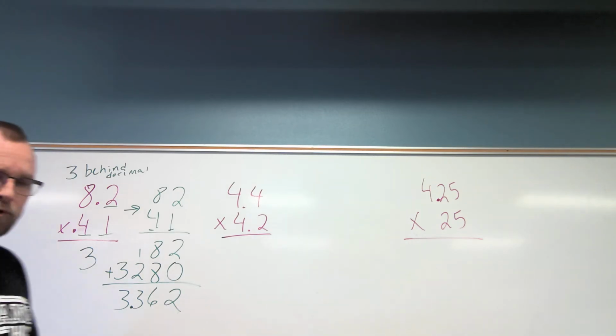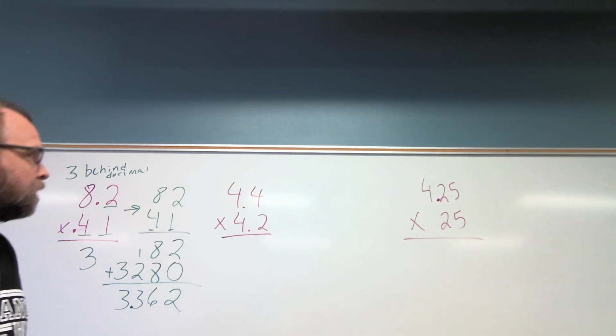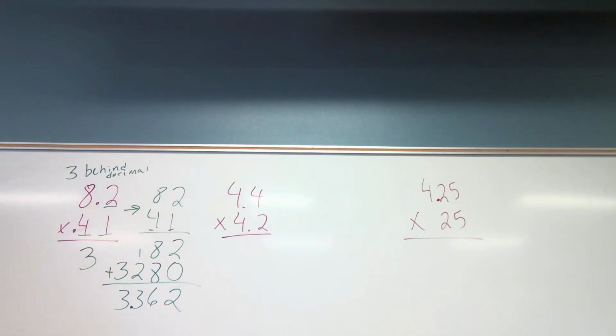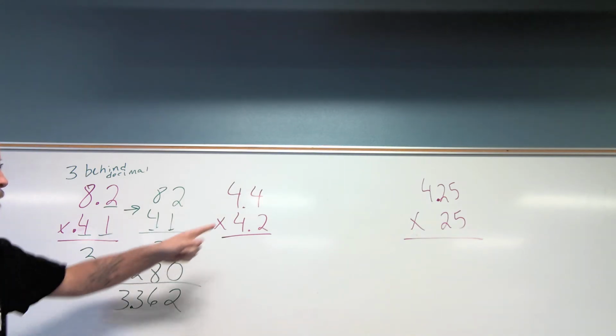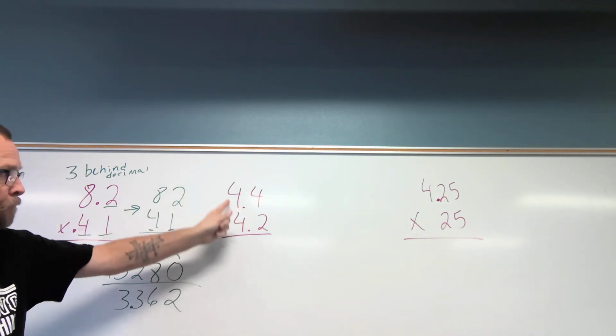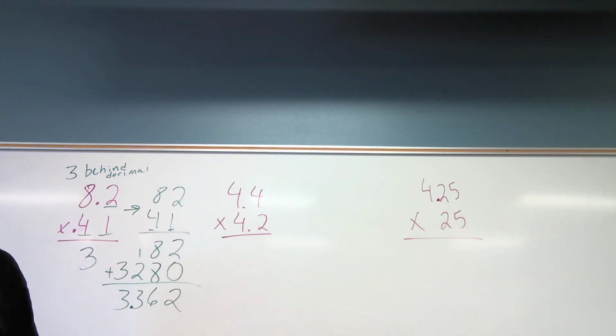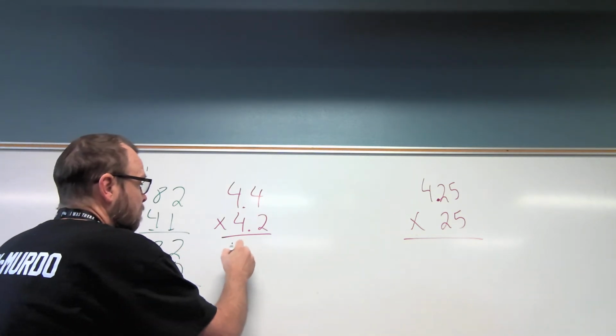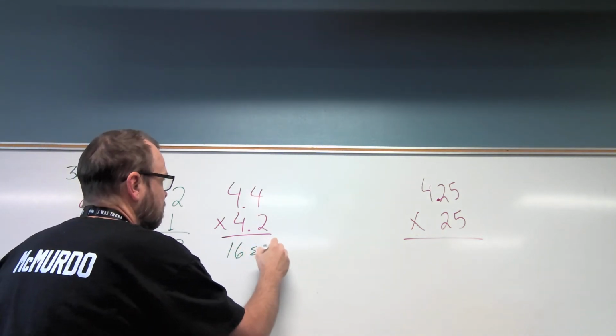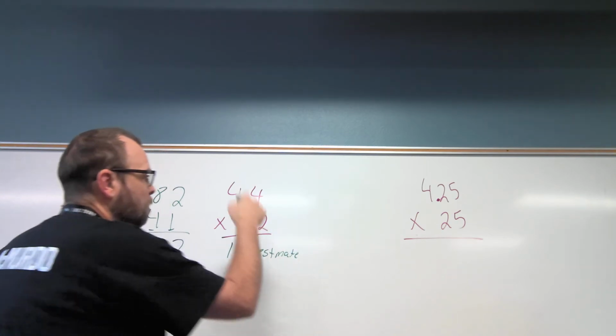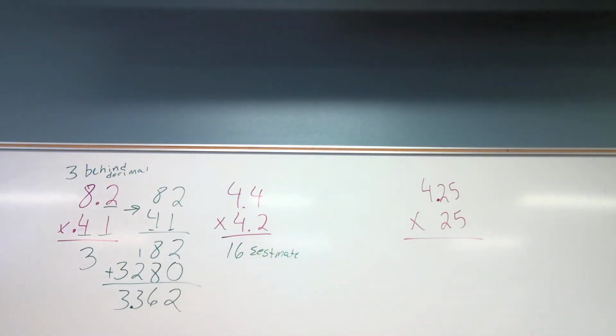All right, we have 4 and 4/10 times 4 and 2/10. Ava, what is your estimate? Around 4. My whole numbers are 4. So if I just multiplied my whole numbers together, I'd get what? 4 times 4 is 16. My estimate should be around 16. It'll be more than 16 because it's more than 4 times more than 4.